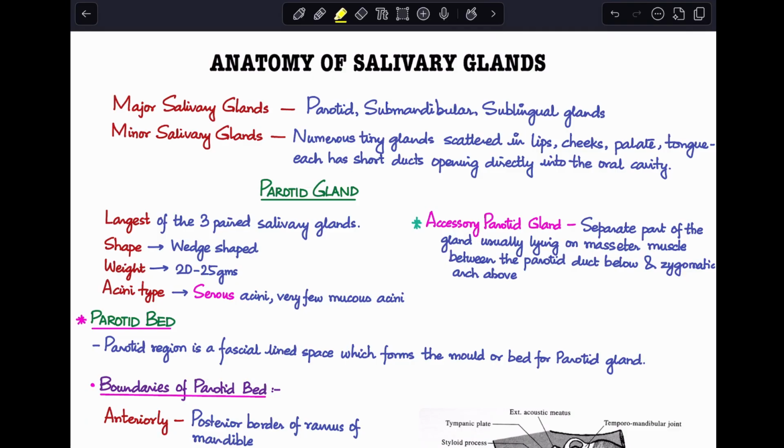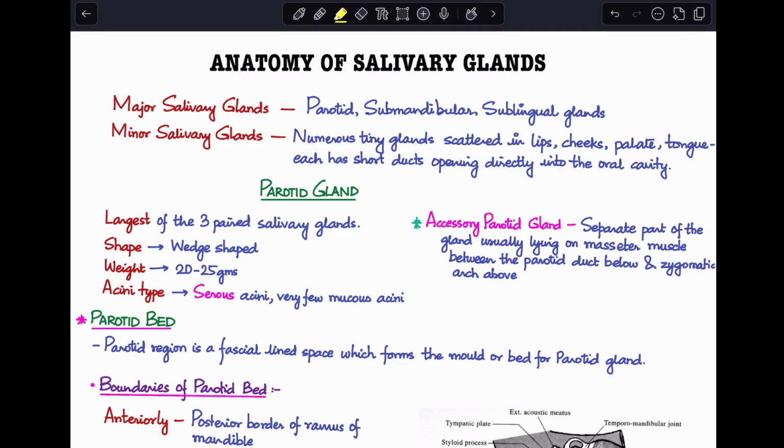Okay, so before we discuss the parotid gland, first we need to know that salivary glands can be major or minor salivary glands. We already know that there are three paired major salivary glands, which are the parotid, the submandibular, and the sublingual glands. Now, the minor salivary glands are very numerous tiny glands all over our oral cavity. They are scattered in the lips, cheeks, palate, tongue, etc. And each of them has very short ducts which open into the oral cavity. So that's the classification of salivary glands.